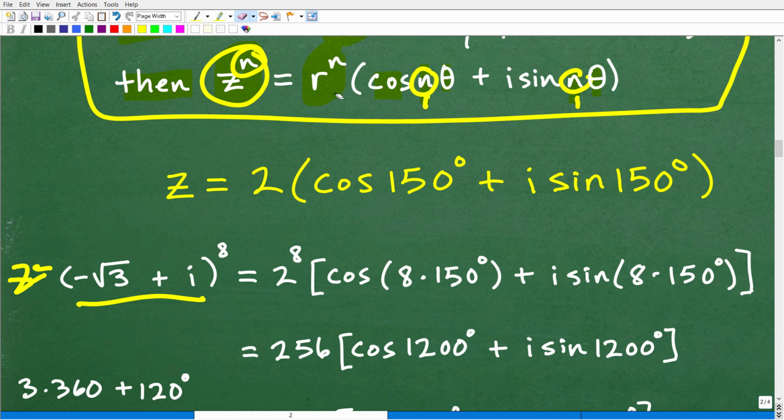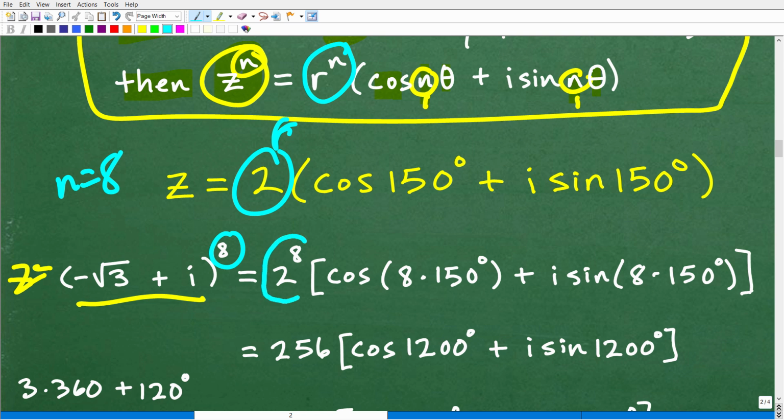So it's r to the n. Now, what is r? We have to really pay attention to this. This is r right here, 2. So this is going to be r to the n, or 2 to, remember, n again is 8. That's the power. So this is going to be 2 to the 8th. Hopefully you understand that.